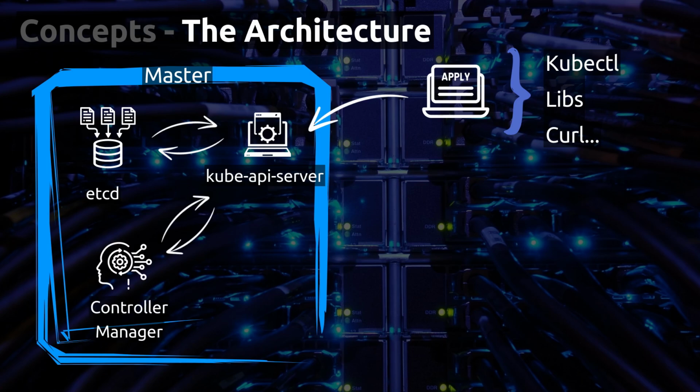Now the controller manager is responsible for maintaining the desired state of the cluster by comparing it with the current state. For your deployment request, the deployment controller within the controller manager notices the new deployment object in etcd. It interprets this as a signal to create the desired number of replicas as pods for the deployment. The controller sends instructions back to the API server requesting the creation of new pods.